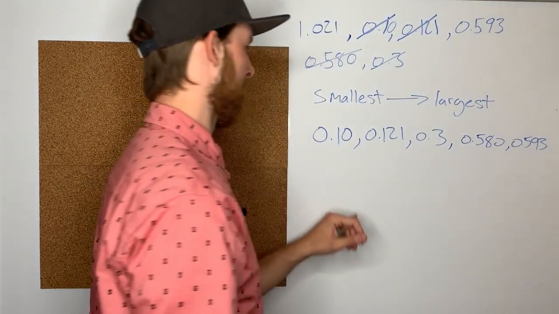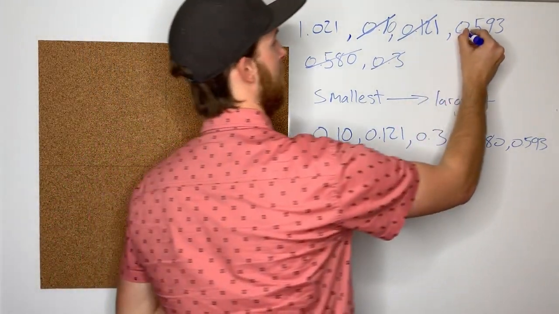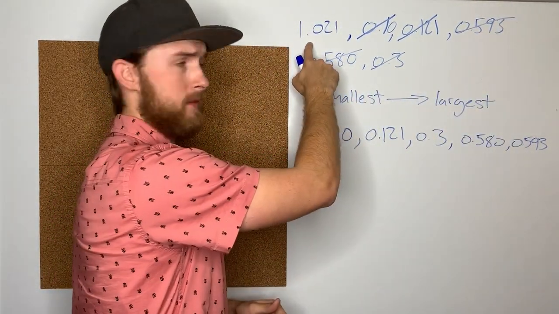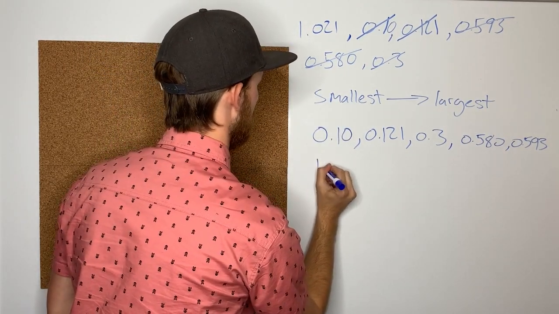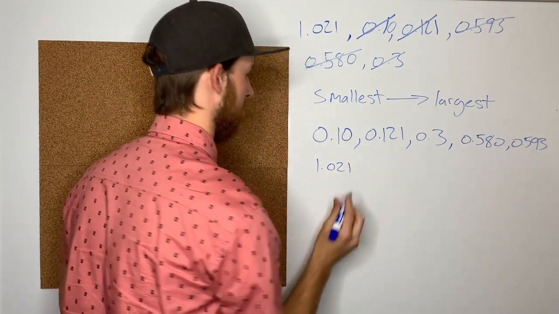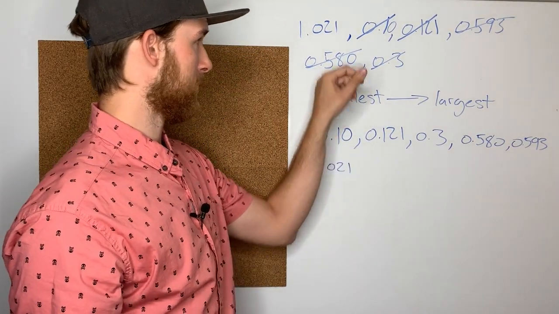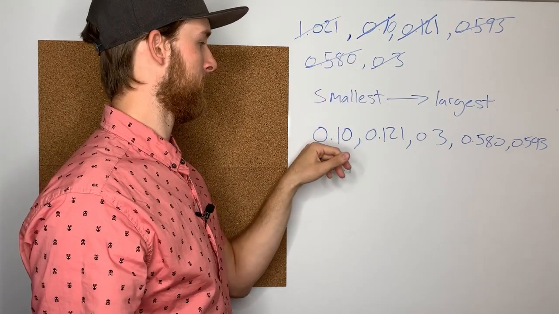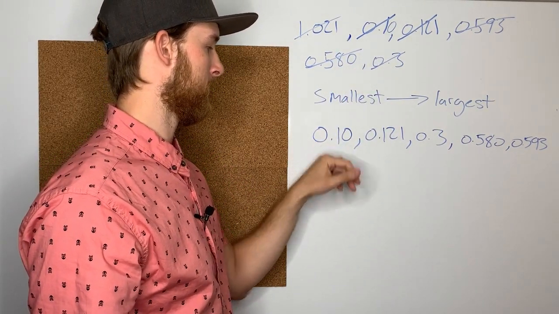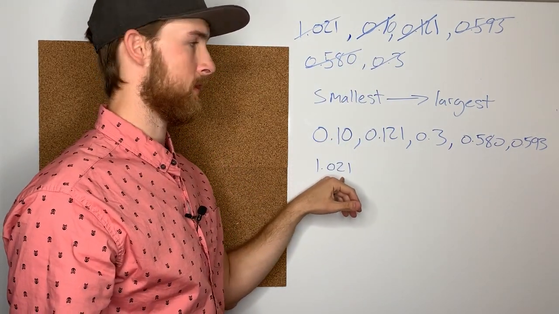0.593. Looks like I ran out of space a little bit, but our last one, this is the only one left, so that one must be the biggest, and that one's going to be 1.021. So from smallest to largest, we went through all of these systematically one at a time, found this to be the smallest one, and 1.021 to be the largest.